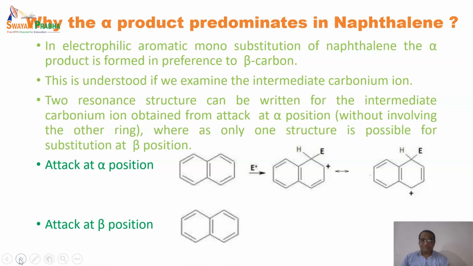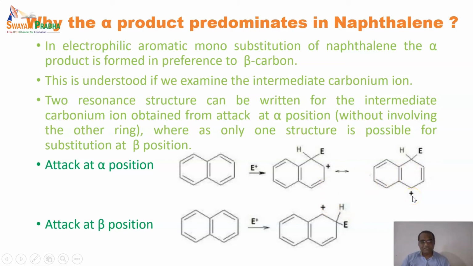Now coming to the beta position, if the electrophile attacks at the beta position, only one type of carbocation is formed. There is no other carbocation formed, because here it cannot shift towards another carbon, as we are considering just the first ring, so there cannot be any more resonating structures. That is why alpha products are formed and not beta products. Beta products are formed but only under harsh conditions. Alpha predominates because it has two resonating structures.